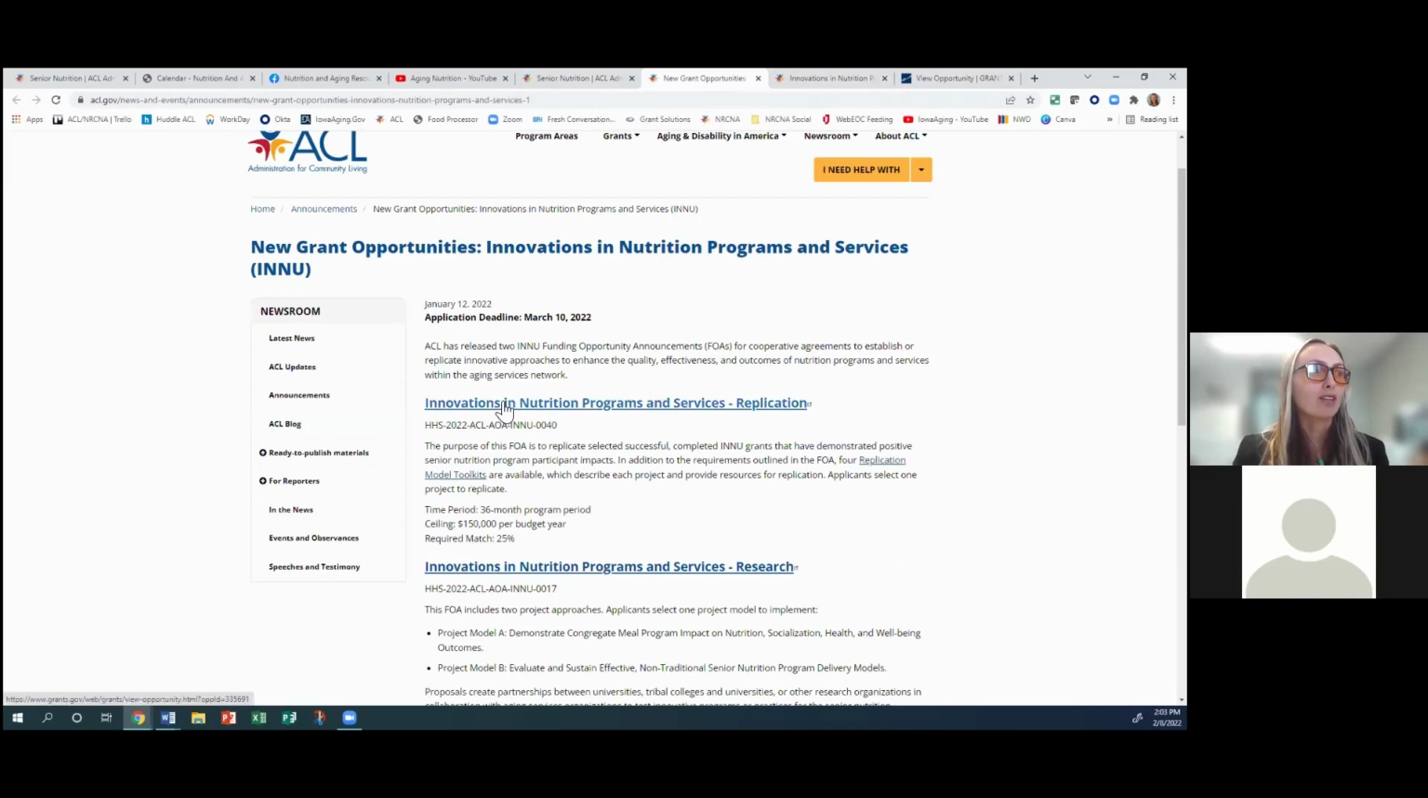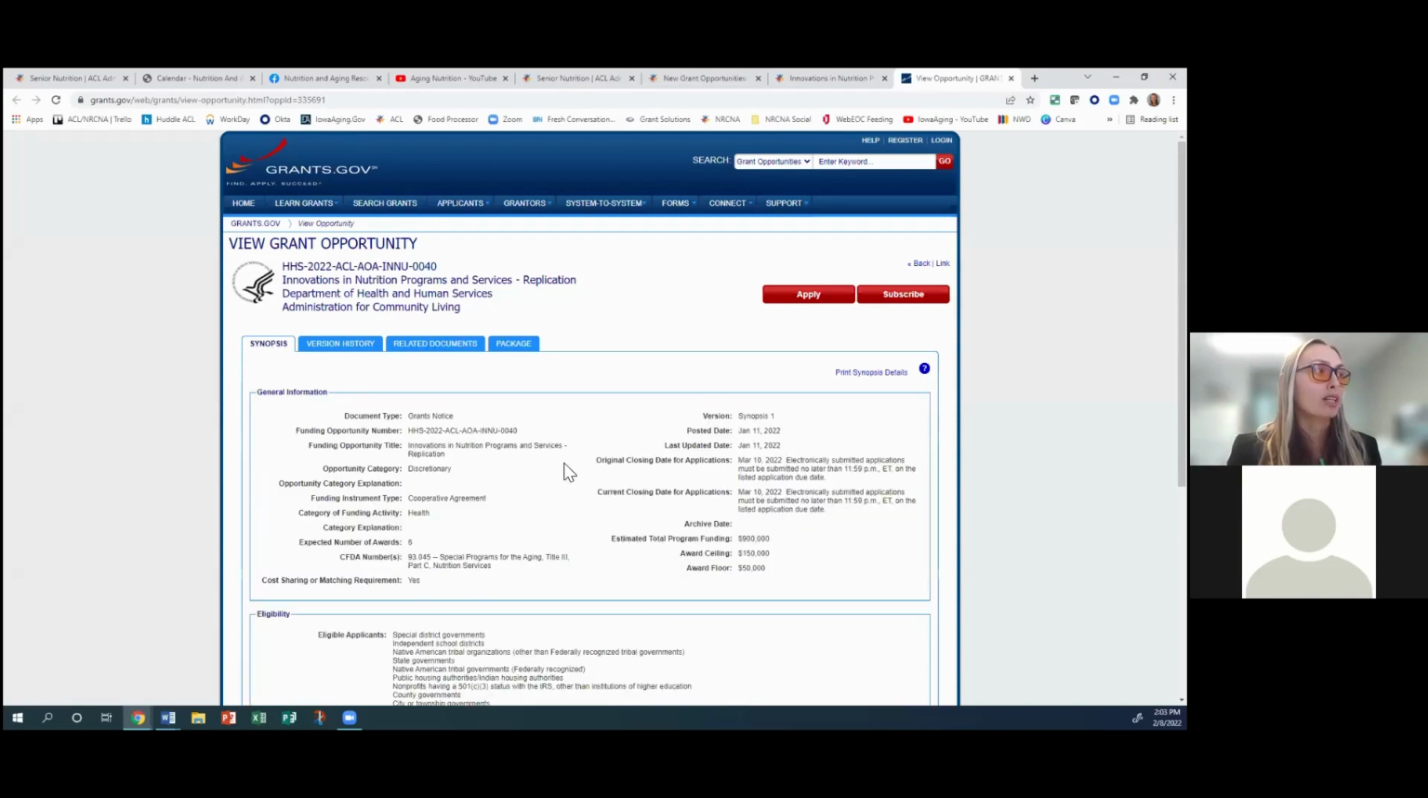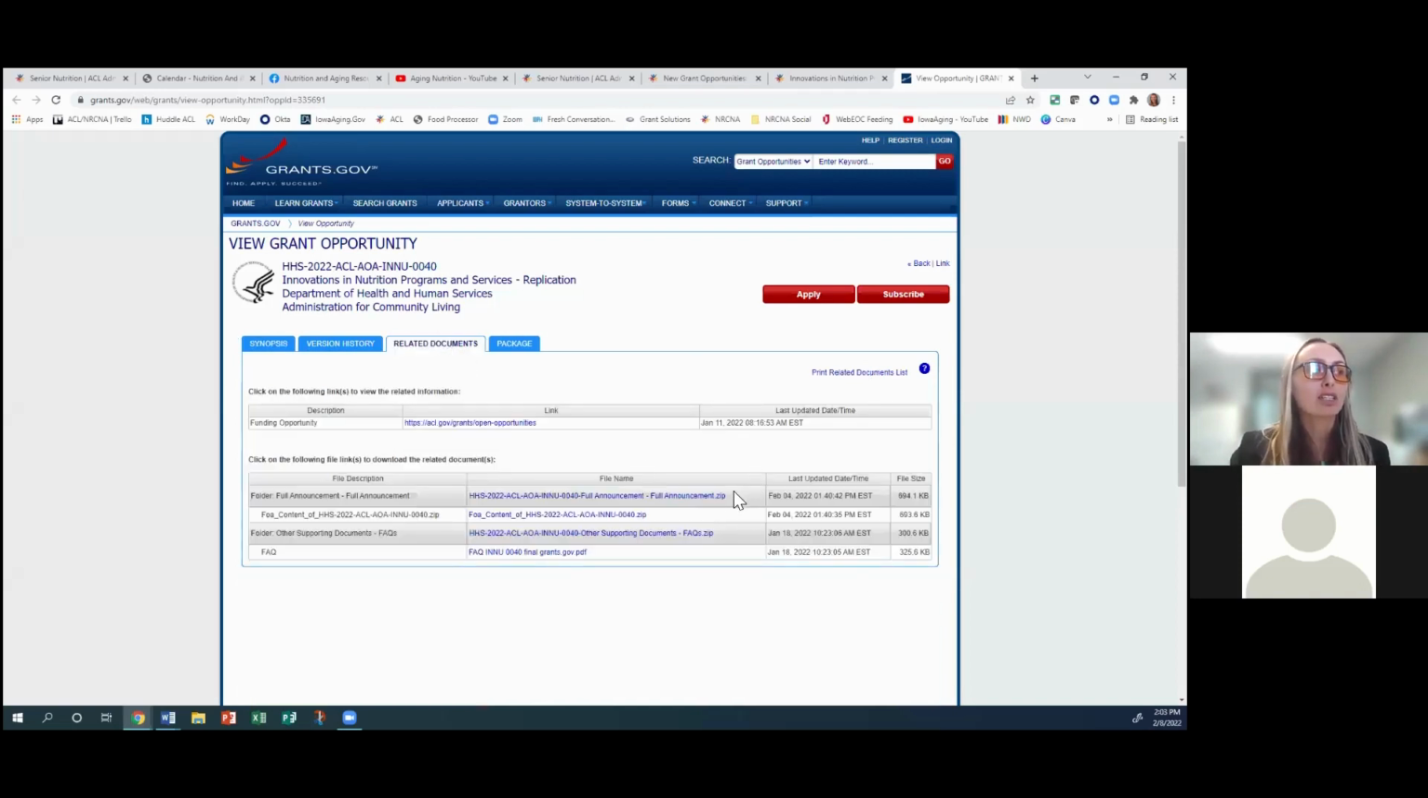If you click on this link, this will bring you to grants.gov, which is where you'll find all the information and details to apply for the grant application. This is the synopsis. Applications are due March 10th. You go to related documents. There is the full announcement there, as well as the FAQ page. Inside the full announcement, you'll notice that there's an informational call tomorrow with ACL at 2 p.m. Eastern time. The dial-in information is included in the chat, where you can ask more technical questions.